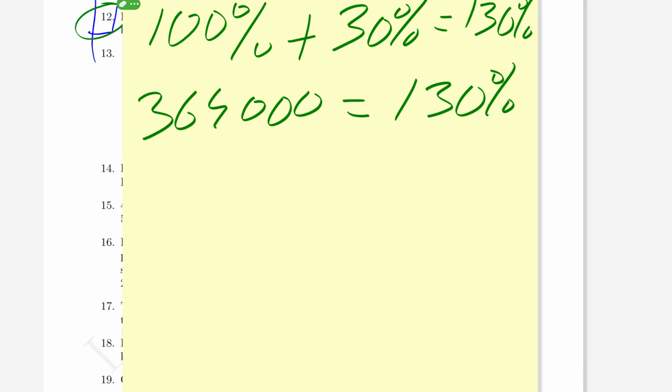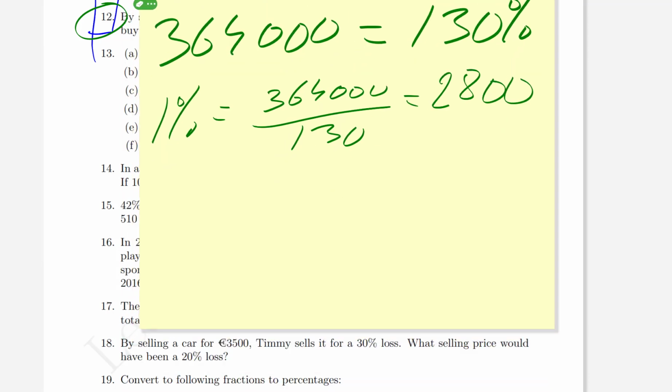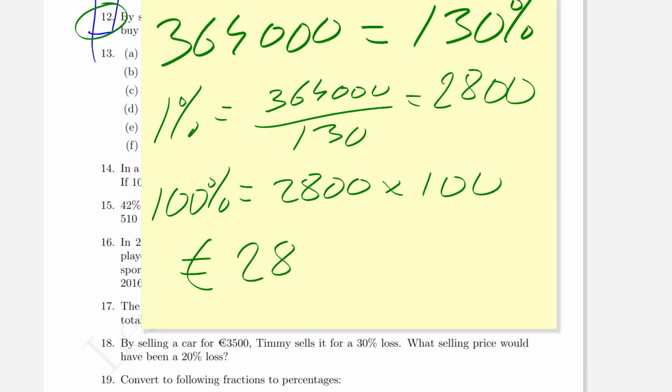We need to find the original 100%. So same again, start off by getting 1%, which will be 364,000 divided by 130. That is 2,800. So therefore the original price of the house, the original 100%, was 2,800 multiplied by 100. So he bought the house for 280,000. So that's how you do question 12. Okay, now we're going to move on to question 13 and see what happens there.